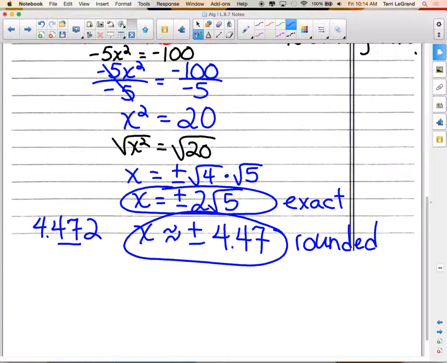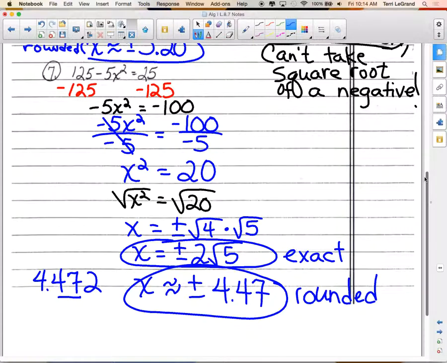So let's take a look at that. Go to your graphing calculators one last time. We're going to bring this 25 over here and put it in as 100 minus 5x squared. So go to y equals, put in 100 minus 5x squared, and graph it. And does it appear to be, yes.